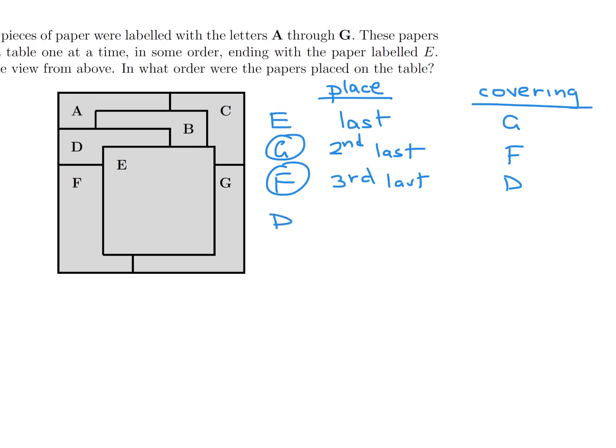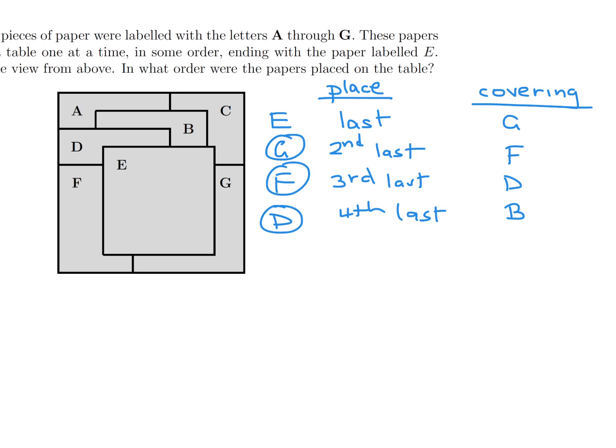So D is going to go here as fourth last. D looks like it covers B, in terms of the one it immediately covered when it was placed, the first one that it was laid on top of. Okay, so I think I'm okay so far. F, D, B, let's see what's next here.